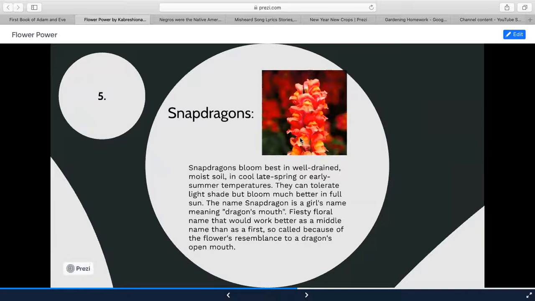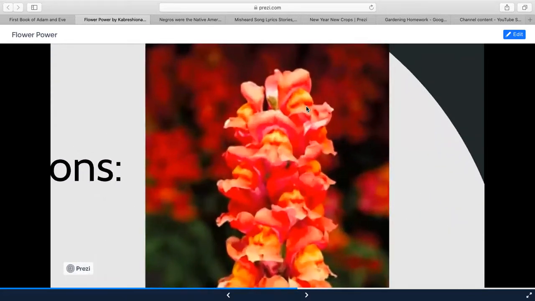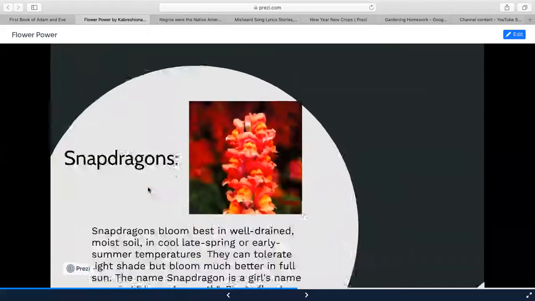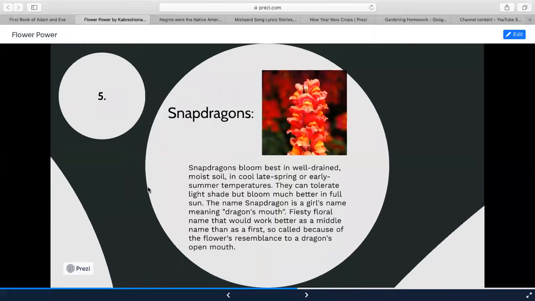Next, we have the snapdragon. The snapdragon is one of the coolest ones, based on the fact that it legitimately is named a snapdragon because it looks like a dragon with its mouth open. Look at it. Can you kind of see where the mouth is? See that? So the snapdragon was named the snapdragon because it resembles a dragon with its mouth open.